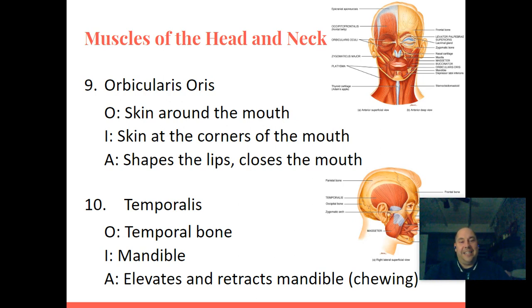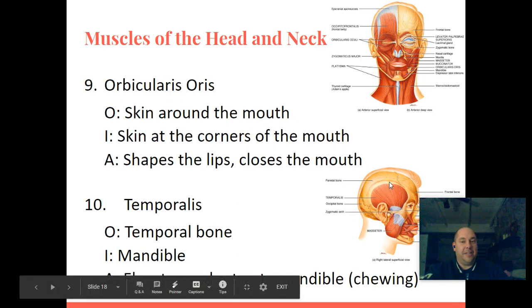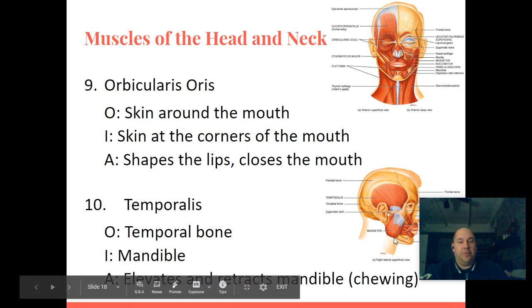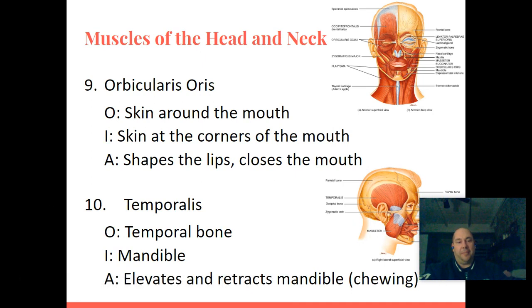Number 10, the temporalis. This muscle is on the side of your head, and you can see a picture of it right down here on the side of the head, on the temporal bone. And this is the muscle, if you put your hands up on the side of your head and bite down, you can feel it contract. So this muscle actually pulls your jaw up towards the temporal bone. Its origin is on the temporal bone, it inserts in the mandible, and it elevates and retracts your mandible when you're chewing. So it works together with the masseter to help you chew.